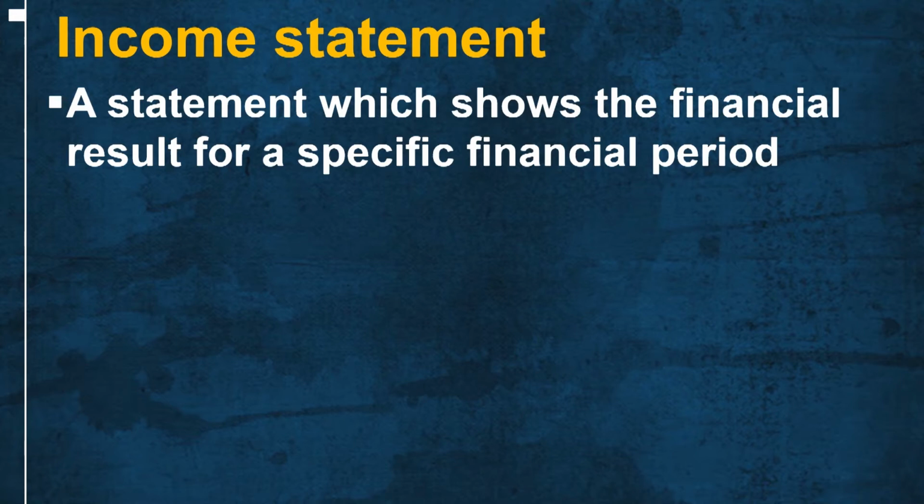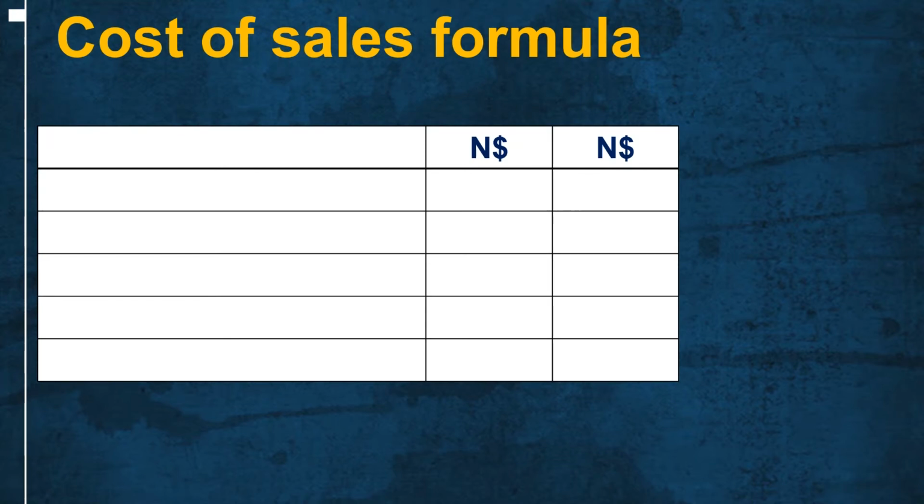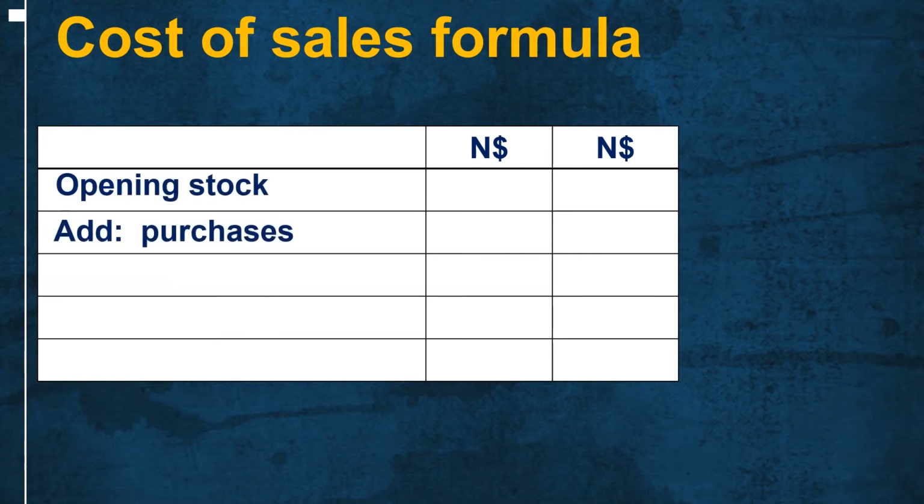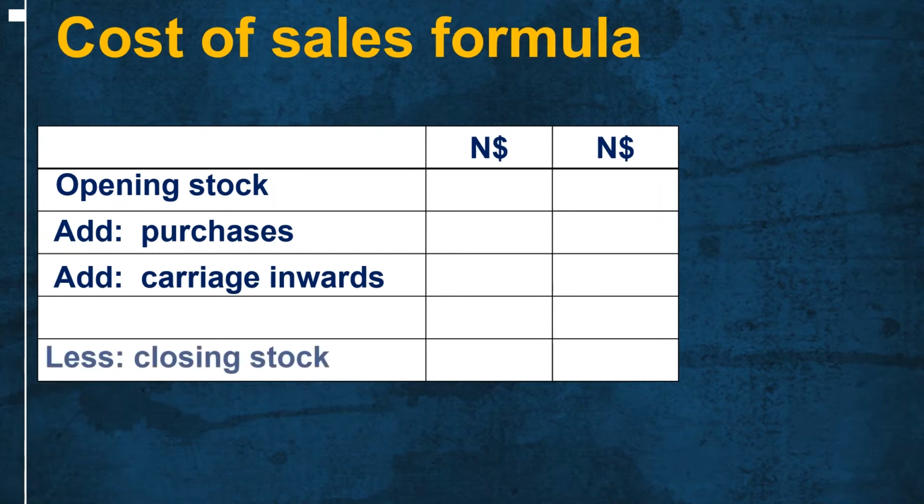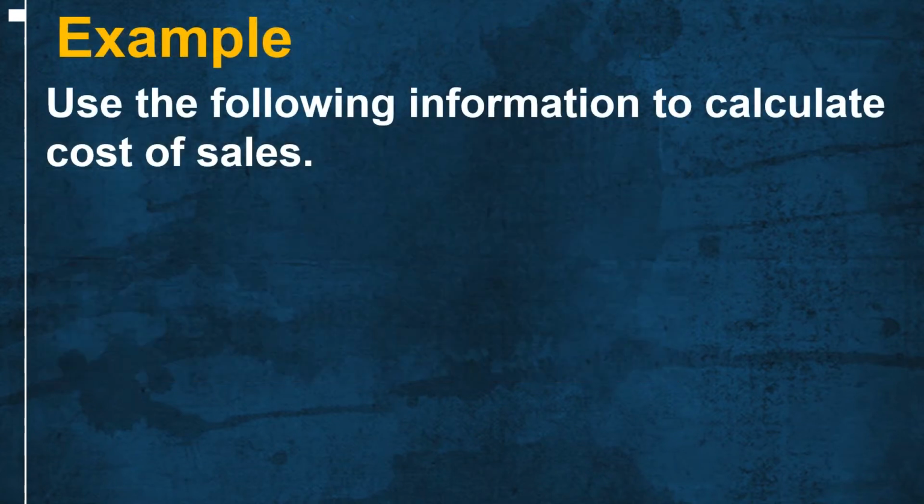Let us look at the formula used to calculate the following. We start with cost of sales. For cost of sales, we take opening stock, add purchases, add carriage inwards, less closing stock, which is also referred to as final stock. Let us use the following information to calculate cost of sales.